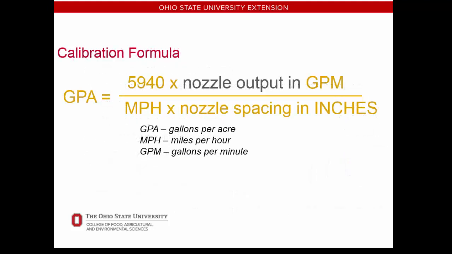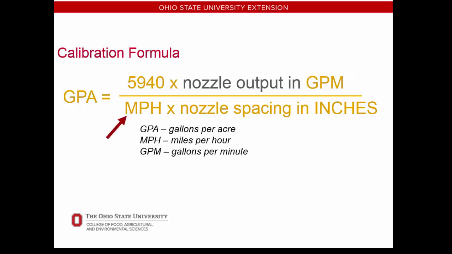Here's an example of a math formula that might be used to calibrate a boom sprayer on an acre basis. You don't need to memorize this formula, but let's look at it. GPA is gallons per acre. That is the calibrated delivery rate this formula determines. GPM is the gallon per minute output of the nozzles, so we measure the output of the nozzle over time.